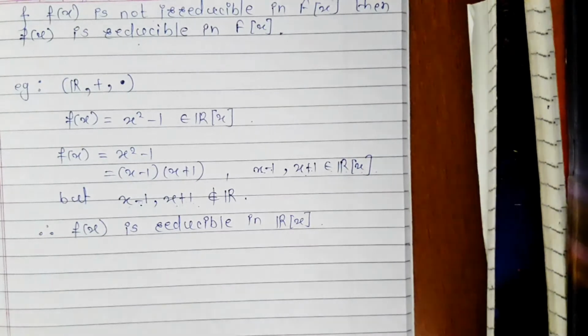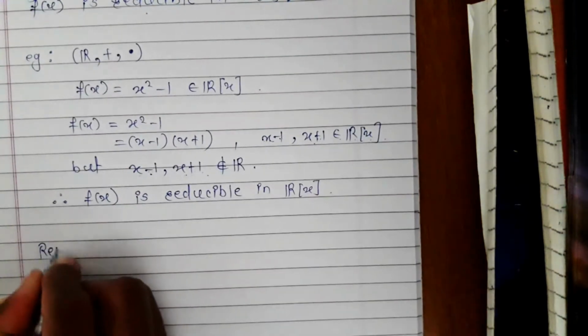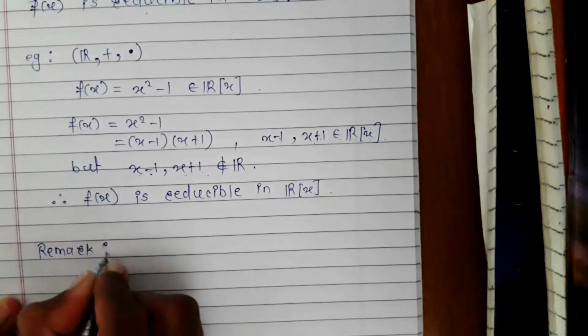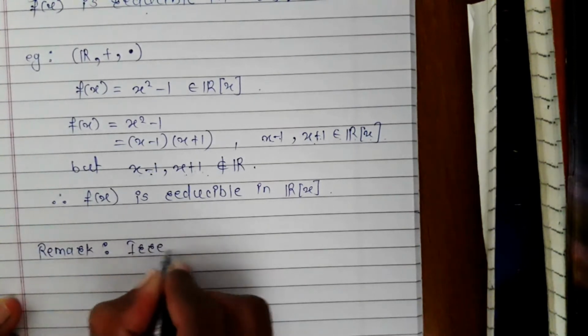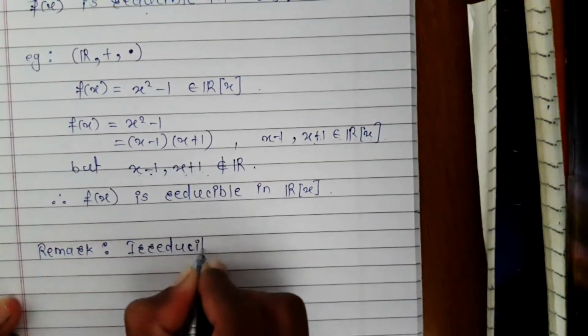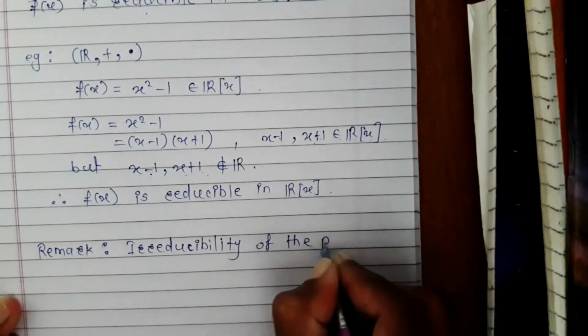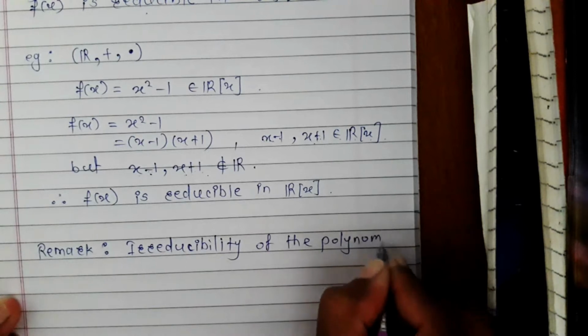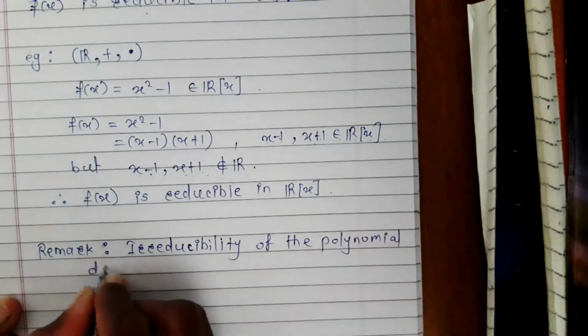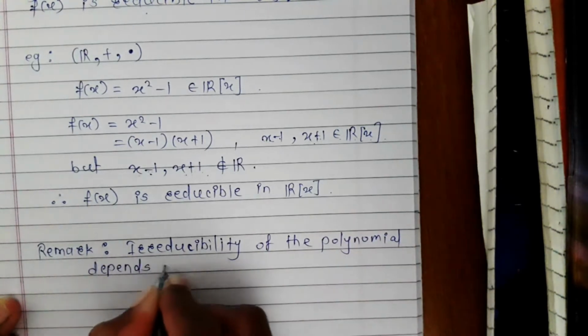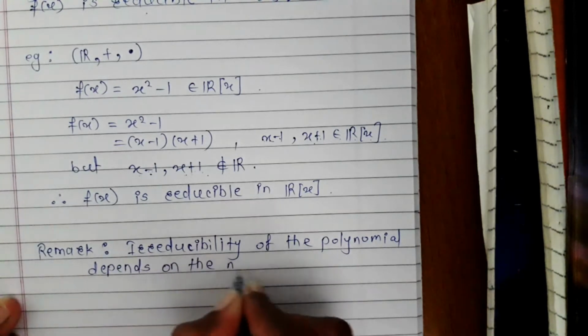Rx. Now there is one remark. Irreducibility of the polynomial depends on the nature of the field.